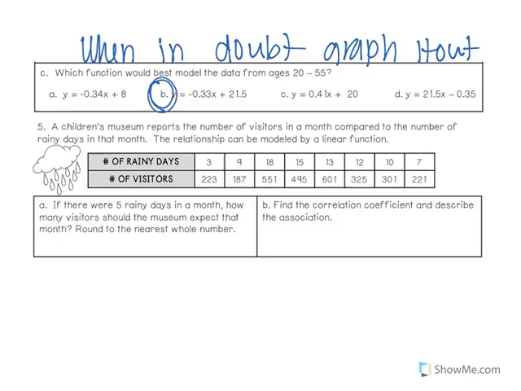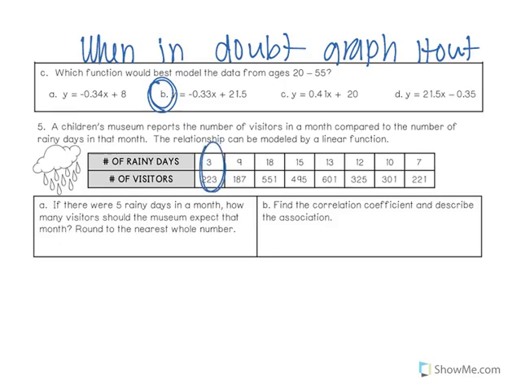All right, a children's museum reports the number of visitors in a month compared to the number of rainy days in the month. The relationship can be modeled below. When in doubt, graph it out. If there were 5 rainy days in a month, how many visitors should the museum expect that month? Well, I'm going to look at what's closest to 5. Again, when in doubt, graph it out.